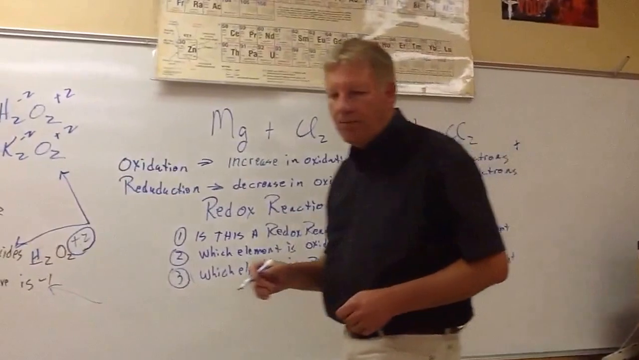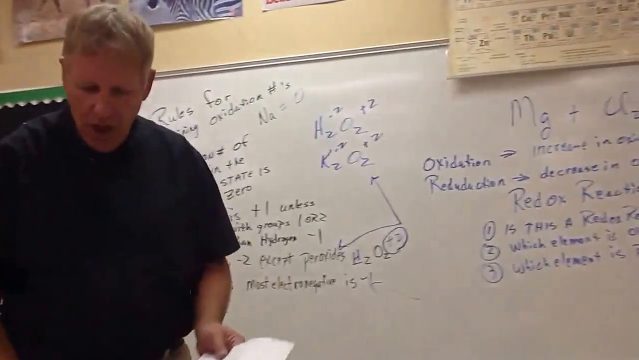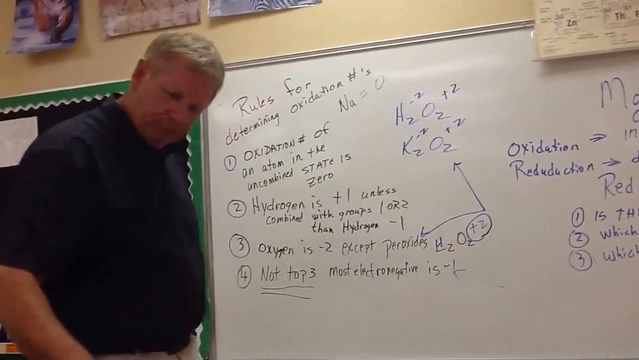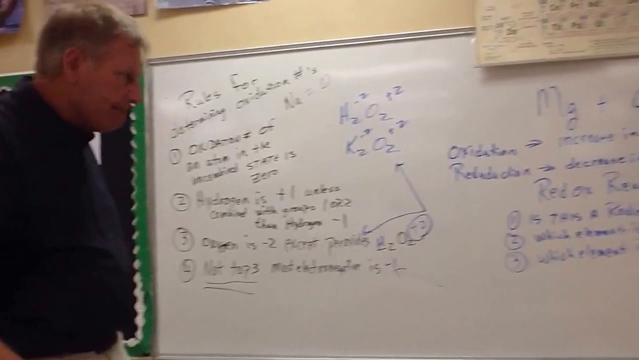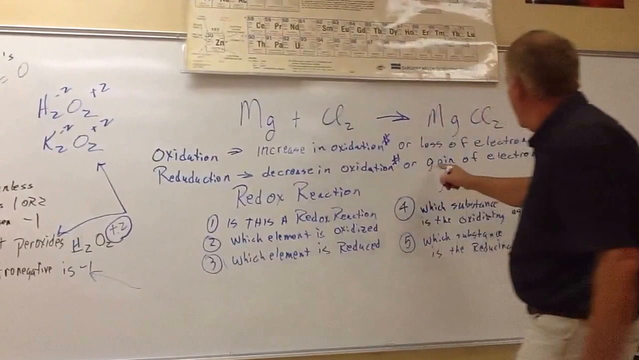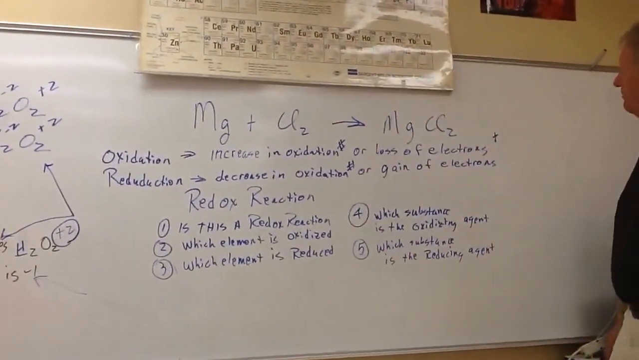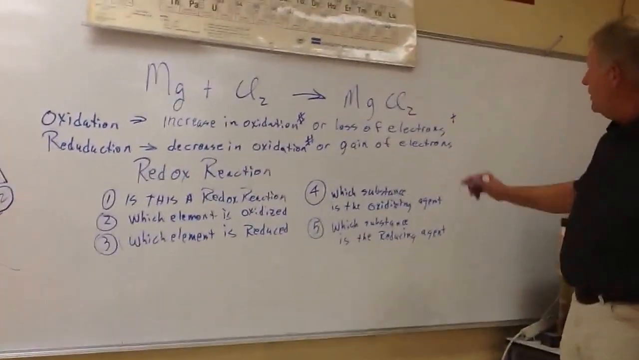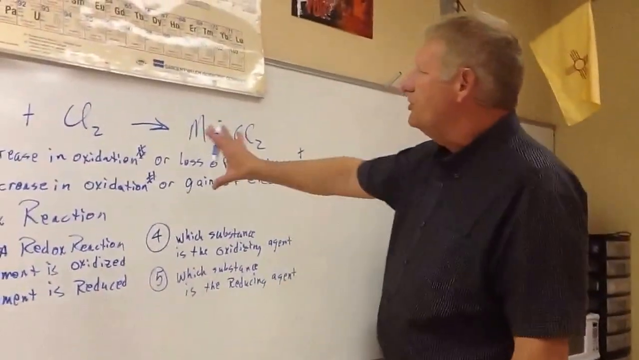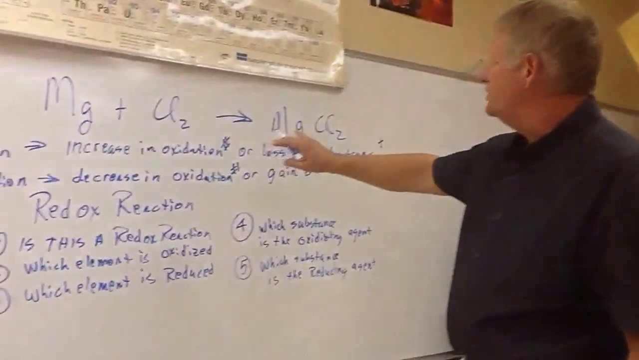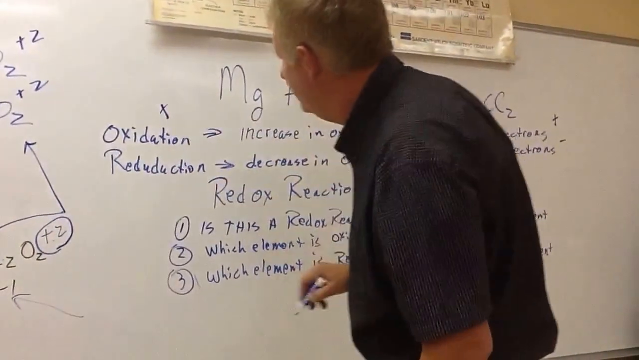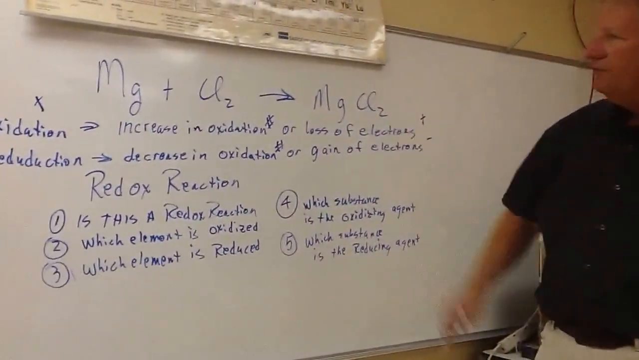Now, when we talk about reduction, it's a decrease in oxidation number or a gain of electrons. So what do we mean by a gain of electrons? It's going to be more negative. So you've got to understand that oxidation is an increase in oxidation number, a loss of electrons, more positive. Oxidation, more positive. Reduction, more negative.